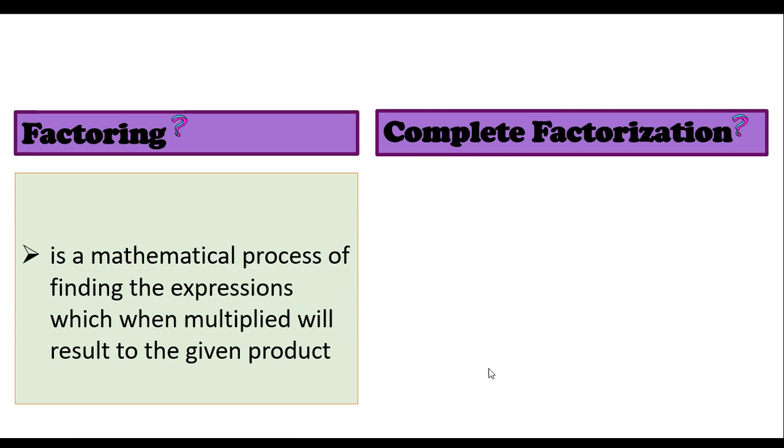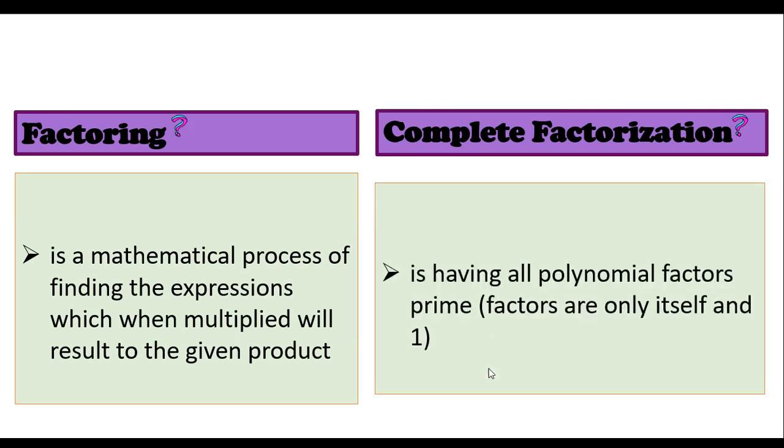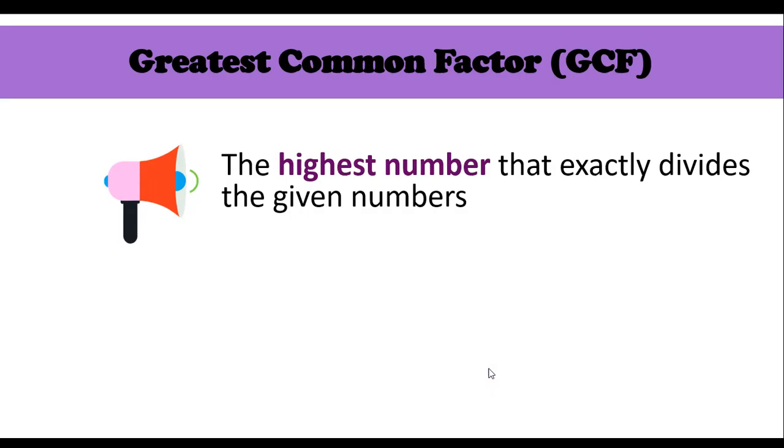When we say factoring, it is a mathematical process of finding expressions which when multiplied will result in the given product. When we say complete factorization, it is having all the polynomial factors prime. When we say prime, its factors are only one and itself.